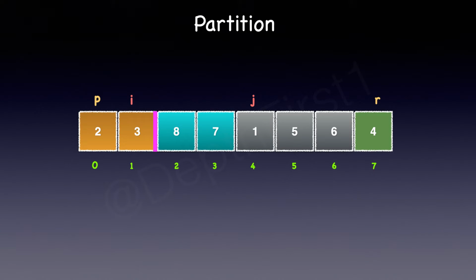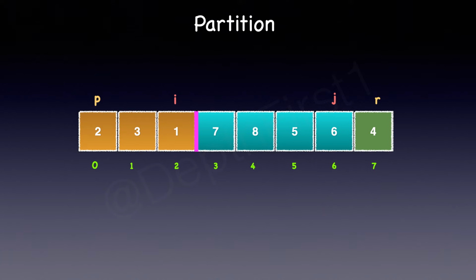Since 1 is less than 4, we'll increment i and swap the elements at i and j. We'll increment j to the next element, 5, and 5 is greater than 4, so we'll keep it as is. Then we'll increment j to the next element, 6, and 6 is also greater than 4, so we keep it as is. As you can see, we have partitioned the array where the elements up to i are less than or equal to 4, and the elements from i plus 1 to j are greater than 4.